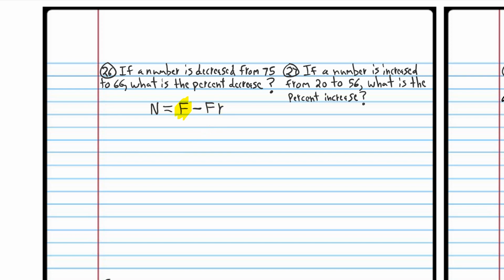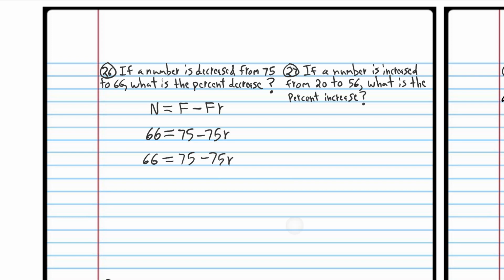So the problems we did previously, we were looking for n. There was no algebra involved. But in these problems, there's algebra. So n, we already know, n is 66. That's the new number. It decreased to 66. And the first number we know was 75. But we don't know what the percent decrease was. So we're looking for r. So as you can see, this is a two-step algebraic equation.